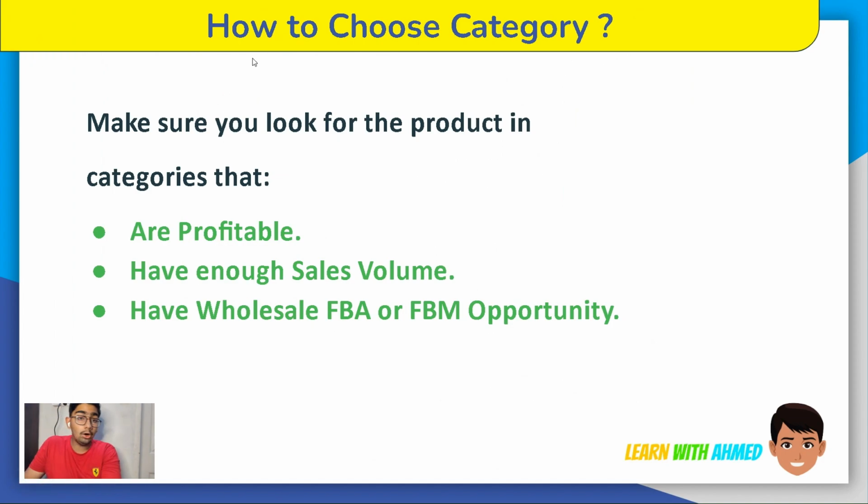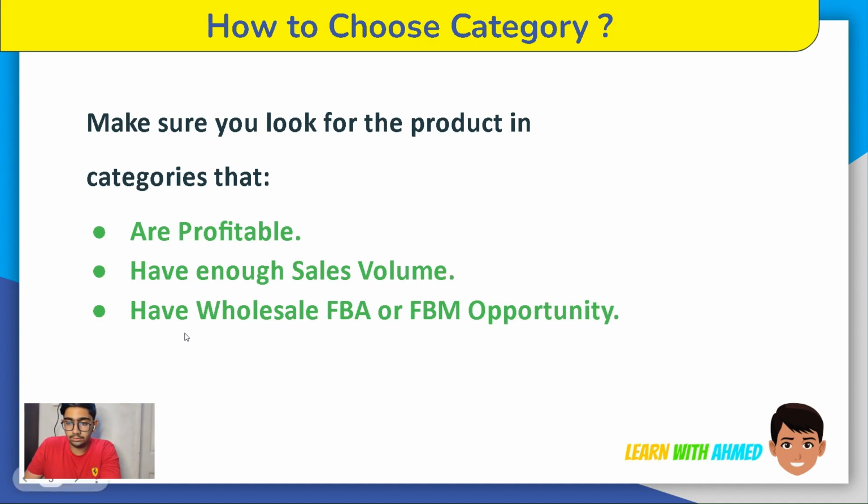So now the next question is how to choose a category. If you are new, there might be a question in your mind how to choose a category. There are a number of categories to choose from. So make sure you look for the product in the categories that are profitable. Of course, the category needs to be profitable, or otherwise, why would you sell it? And the category must have enough sales volume. It is important to know that the category has enough sales that you can gain. Even if a product is profitable but doesn't have any sales, it is of no use for you.